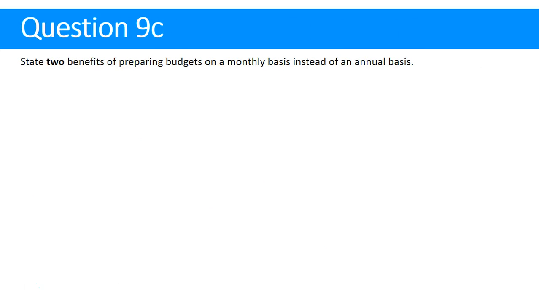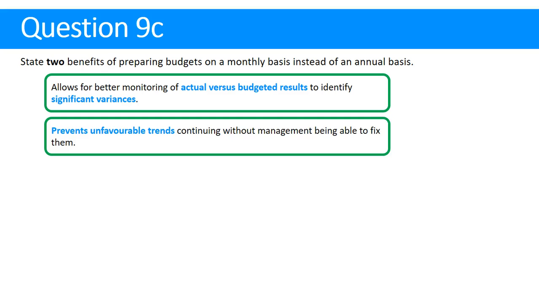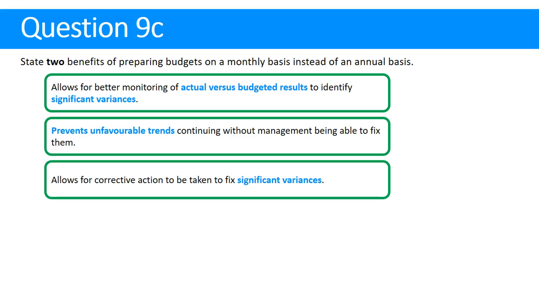So the question we were asked was to state 2 benefits of doing a budget monthly instead of on an annual basis. These are some of the things we could have said. It allows you to better monitor your actual versus budgeted to identify any significant variances or problems. It helps prevent unfavorable trends continuing throughout the year. So if we identify bad debts as a problem in January, we can fix it well before December so it doesn't ruin our performance. It allows for corrective action to be taken to fix significant variances.